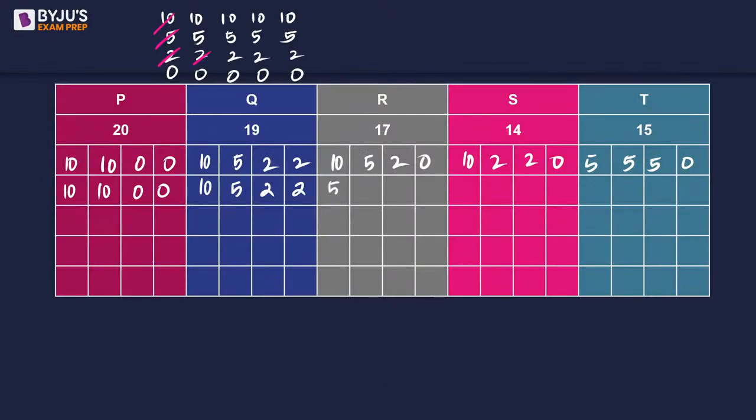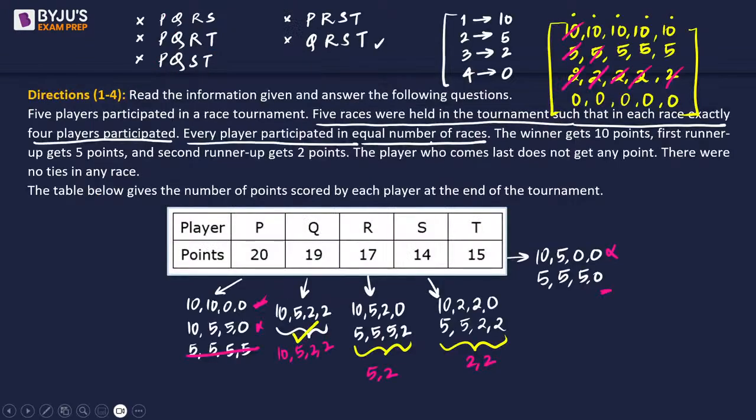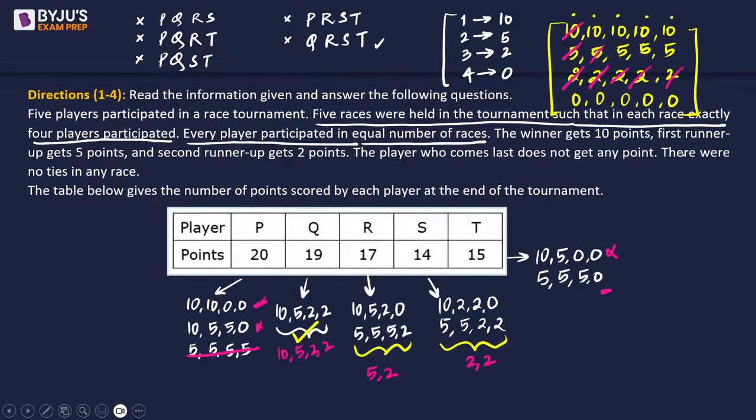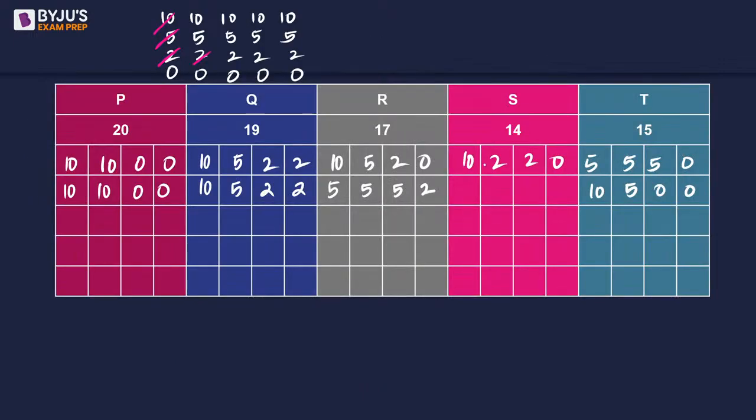3 5 R से ले लेते हैं, right? और एक 5 T से ले लेते हैं. So 10 5 0 0. अब हमें S से एक भी 5 नहीं चाहिए. So we will be taking the combination 10 2 2 0. So this 10 2 2 0 will continue.